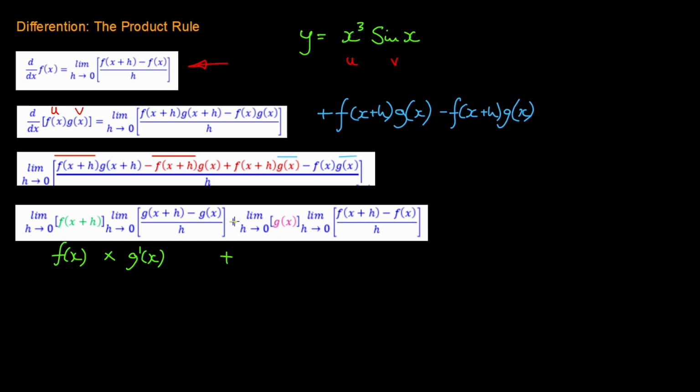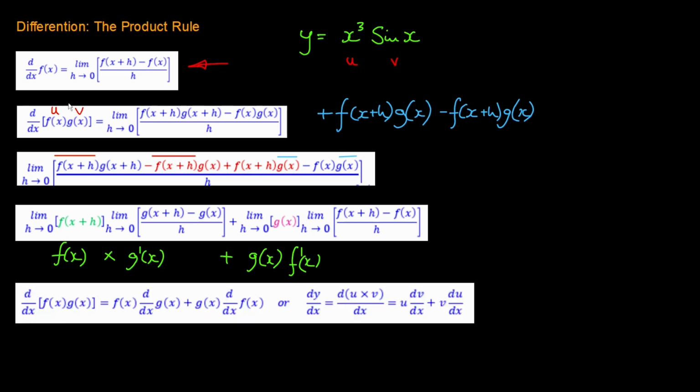And there's our plus. The limit as h goes to 0 of g(x) is simply g(x). H doesn't come into it. And this second term here is identical to our definition of the differential of f(x). So this is f'(x). Effectively, we've got our product rule.